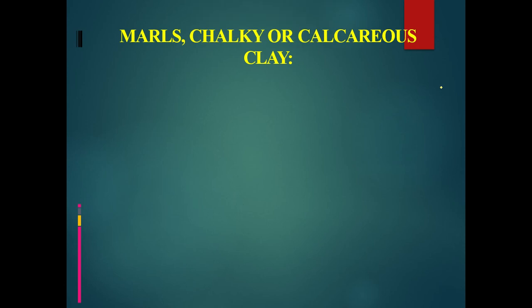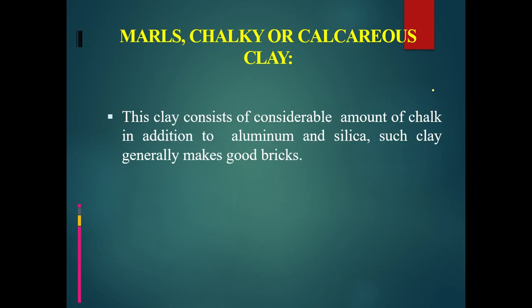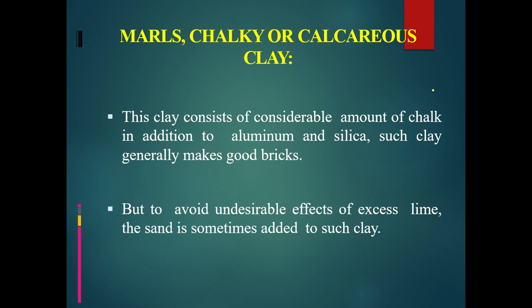Next, we have the second classification, which is malts, chalky or calcareous clay. As the word itself is specifying, this clay will have calcium abundant in it. The major part of this clay is calcium. This calcium gets very easily mixed up with the alumina and silica present in the clay. But we already talked about the harmful ingredient called lime. Lime is calcium, all are the same. So if you have no other choice and have to use only this clay, then try to add some sand to it.